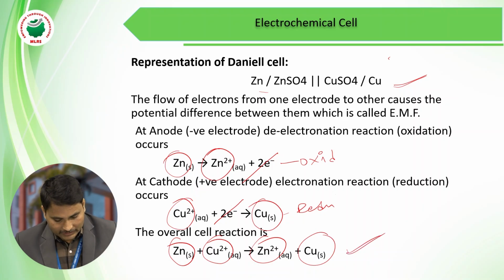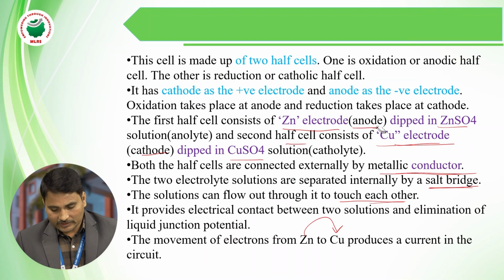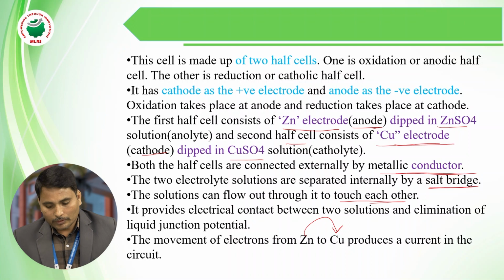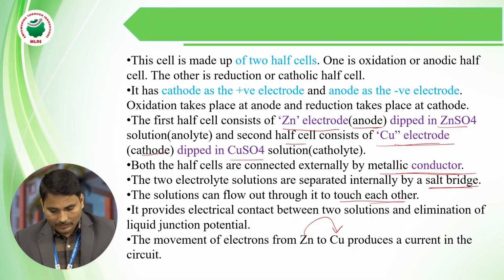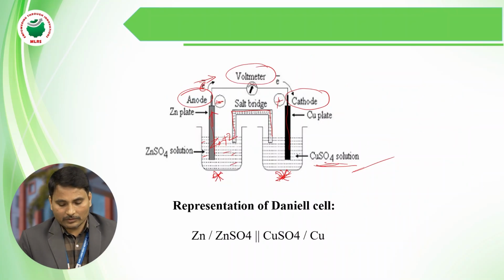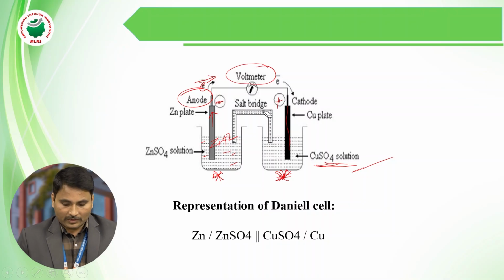To understand these reactions and this diagram, this data will help us. If you see here clearly, this cell is made of two half cells. As we already said, one is the oxidation or anodic half cell, and the other is the reduction or cathodic half cell. It has the cathode as the positive electrode and the anode as the negative electrode, as already shown here.